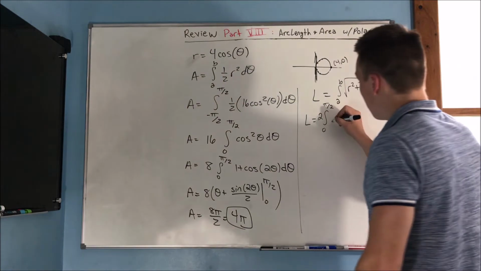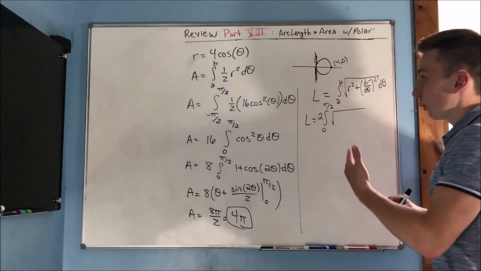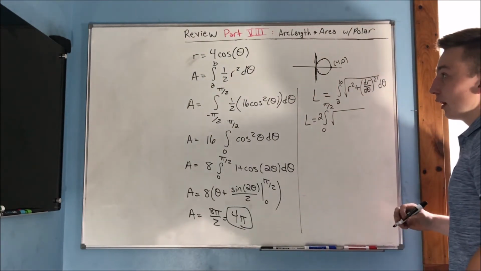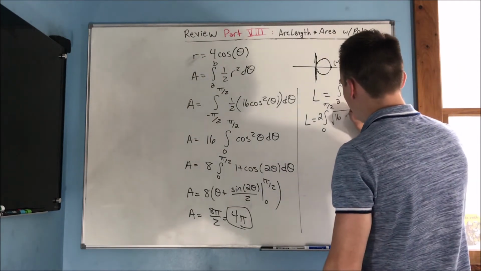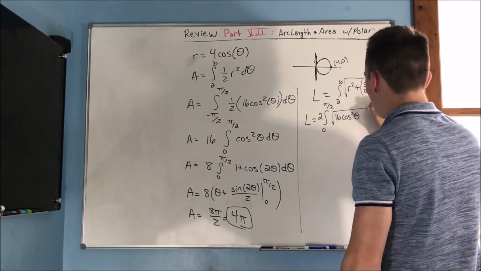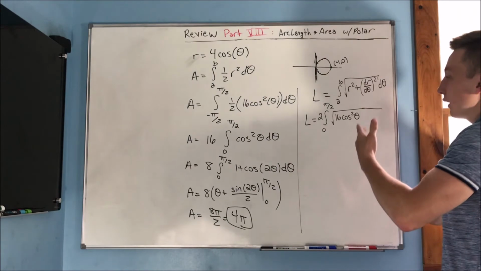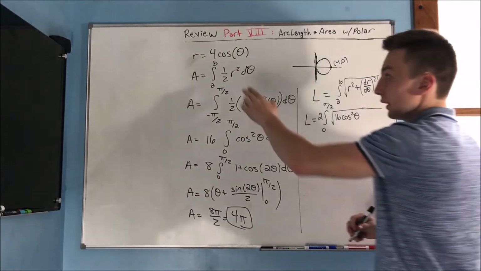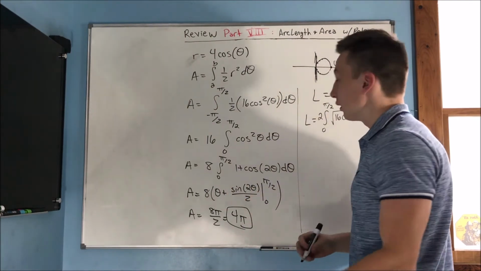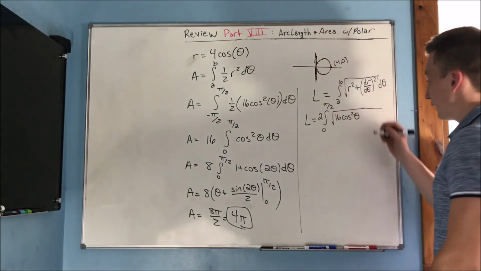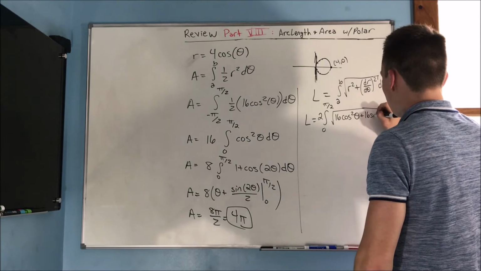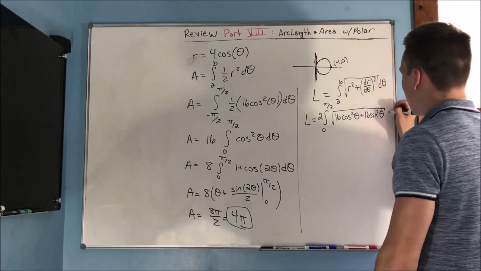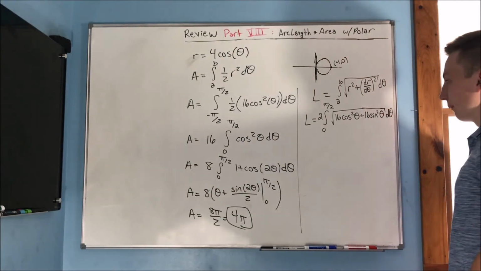And then we have the square root of r squared. What is r squared? Well, that's just going to be 16 cosine squared theta, plus dr d theta squared. And dr d theta is going to be negative 4 sine theta. Square that, that's going to be 16 sine squared theta. And like I said, we have a d theta on the outside there.